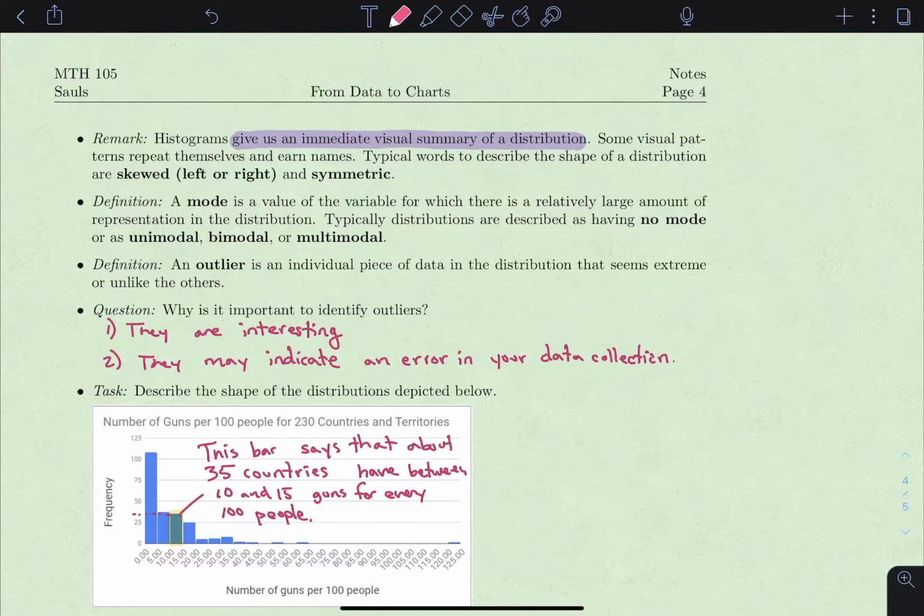So now that we've identified what this histogram is telling us, we can describe its shape. There's one mode. So the vast majority of countries have between 0 and 5 guns per 100 people. The plot is skewed right.